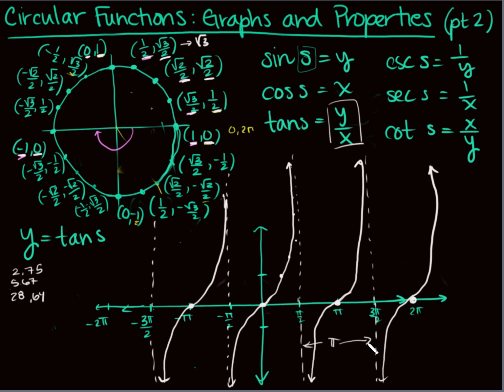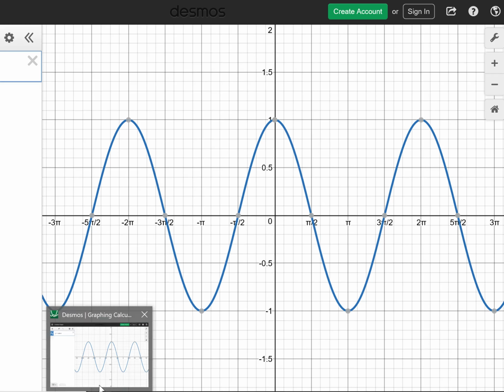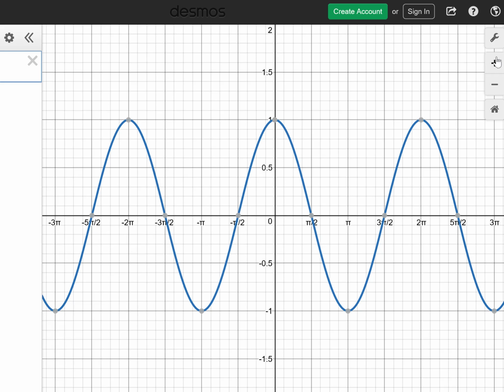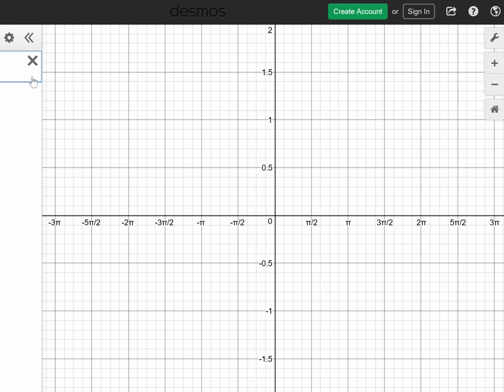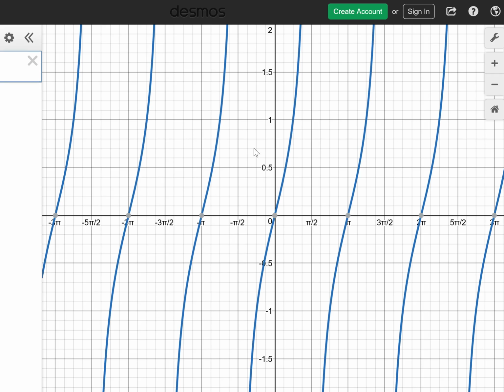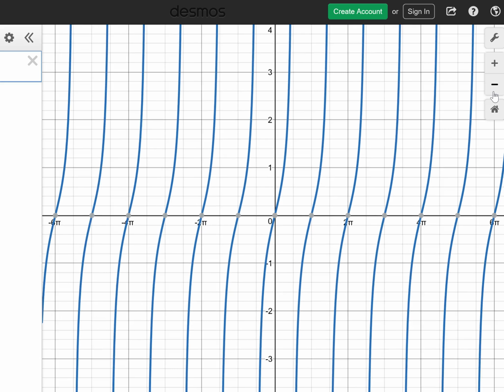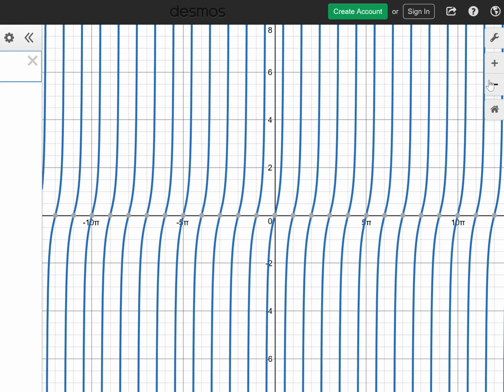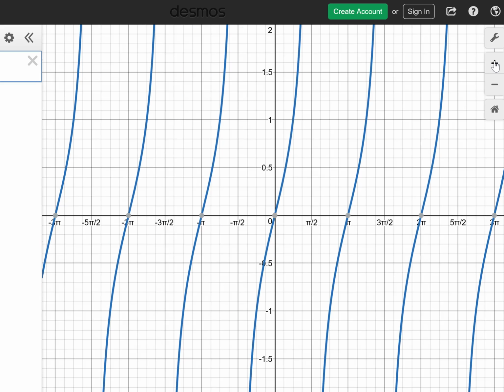Let me kind of show you tangent on decimals. Tangent's a little funky. We have vertical asymptotes at pi over 2, and then any multiple of pi plus pi over 2. But if I graph this, we get tangent of x. Now, if you graph this on your calculator, it might put a line right here on the pi over 2 because it doesn't realize there's an asymptote there, and it's trying to connect those two dots because it obviously can't make it go to infinity. But this is what tangent looks like. I can zoom out and you can see we have an infinite number of vertical asymptotes.